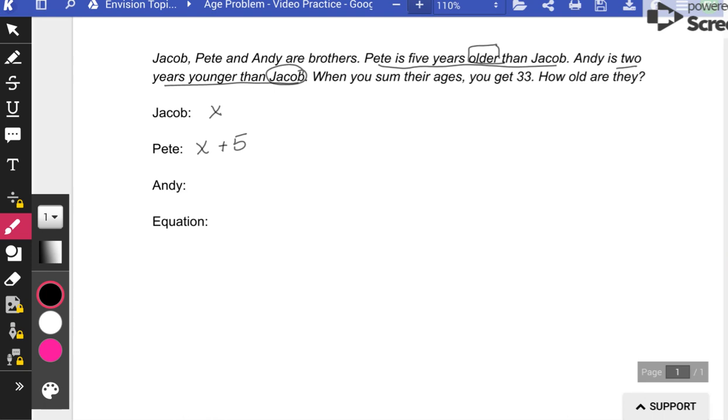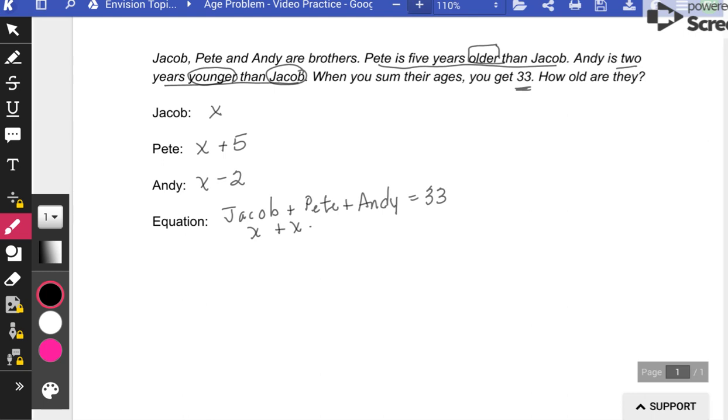When you sum their ages together, you get 33. Andy is 2 years younger than Jacob. Remember, younger means minus. So X minus 2. When you sum their ages, you get 33. So that's our total. We need to remember that Jacob plus Pete plus Andy equals 33. Jacob's age is X.